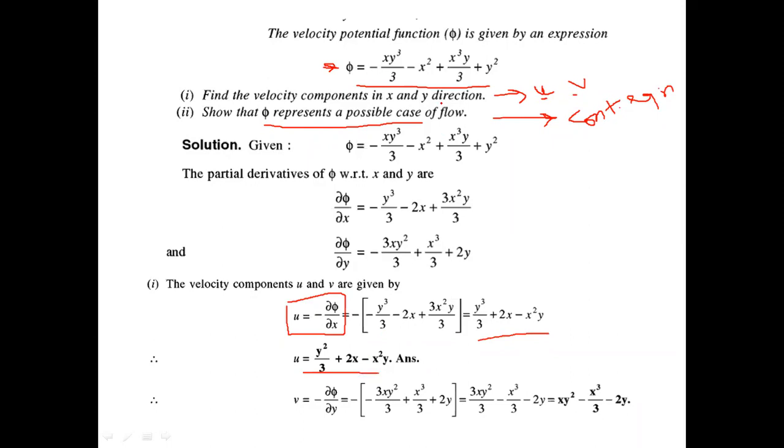Similarly, the partial derivative of phi with respect to y will be v. You need to remember this; this is the definition of the potential function. This is the value which you will get, so this is the value of v. That is what has been asked in the first part: calculate u and v. Simply take the derivative of phi. That is how you calculate v.